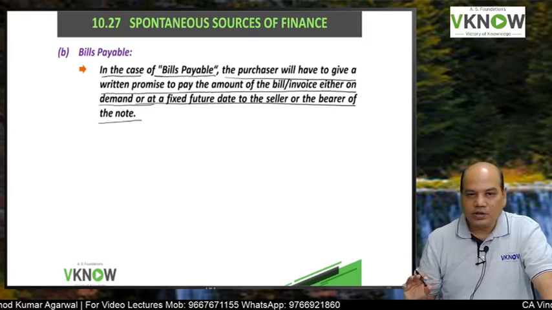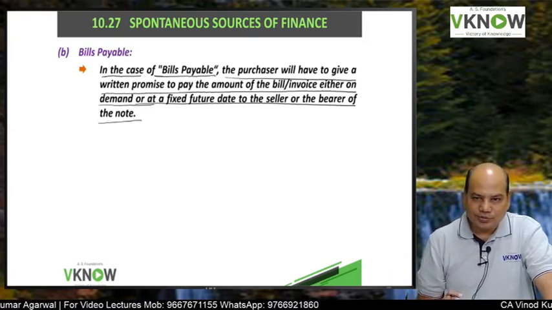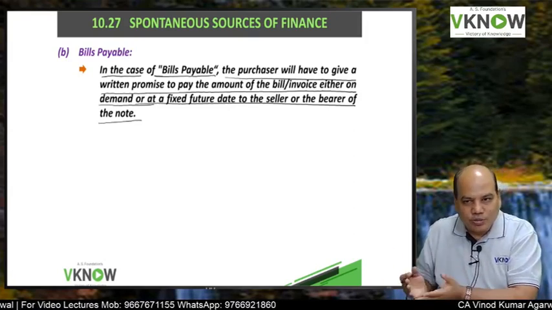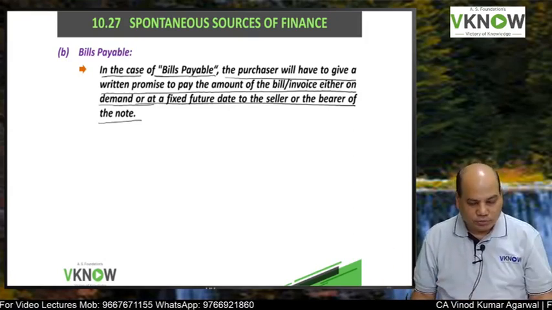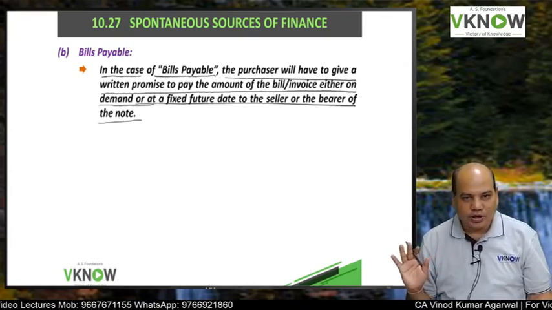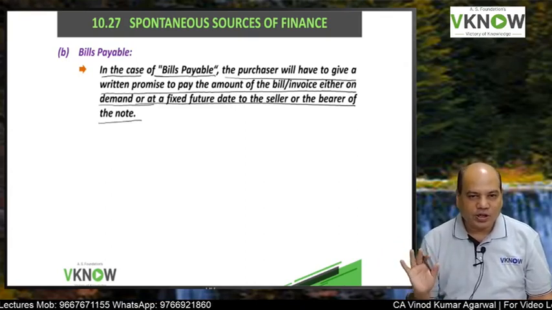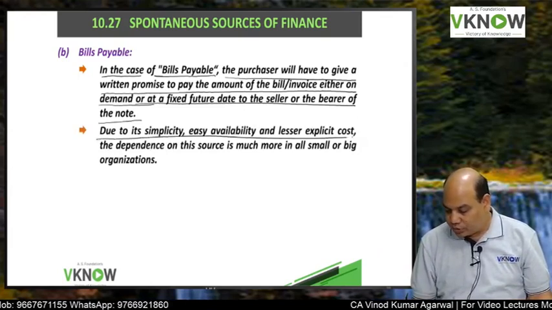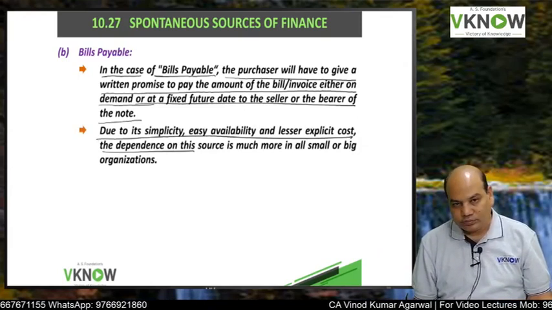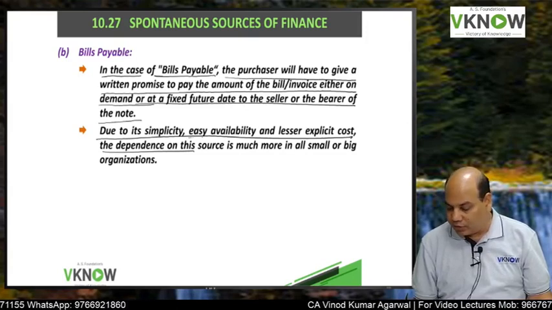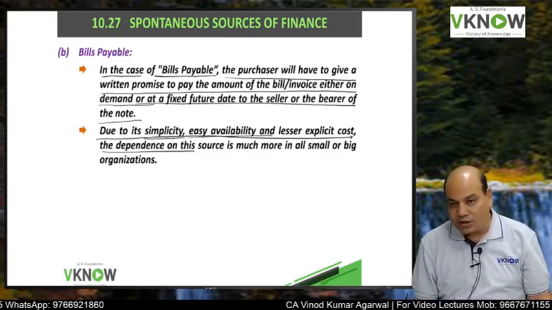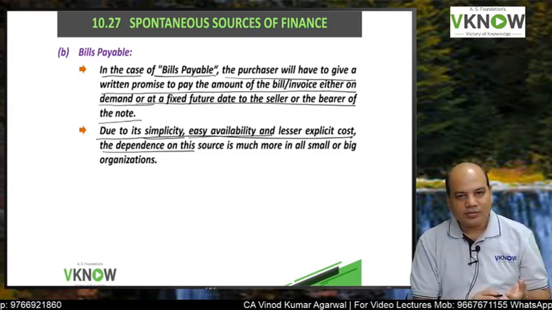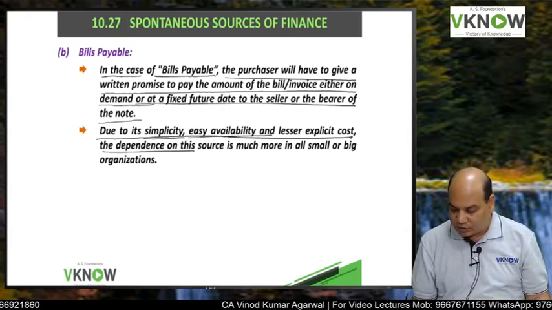And those bills of exchange are transferable also. That means the supplier can sell it or transfer it to other parties also. But at least you will get the credit for 3 months or 6 months as mentioned in that bill of exchange. So it helps you to get short-term funding. And why is it preferred? Easy availability, simplicity. There is a bill, sign it, done. You'll have to pay after some time.